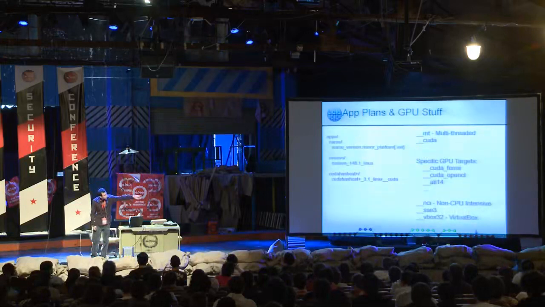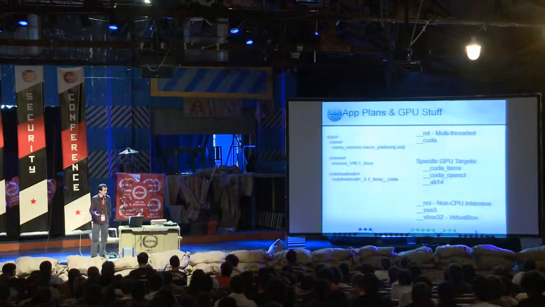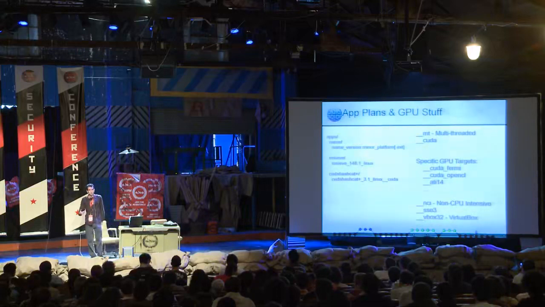And there's something called NCI, non-CPU intensive. So if you wanted to do distributed Nmap scans, if you wanted to scan the internet, you could distribute that using Boink. You can even run things inside of a virtual machine. That's very experimental, but if you wanted to, you could potentially fuzz VirtualBox from the inside using Boink.